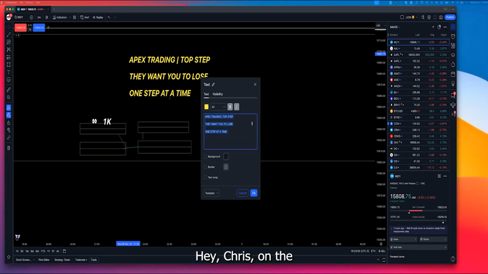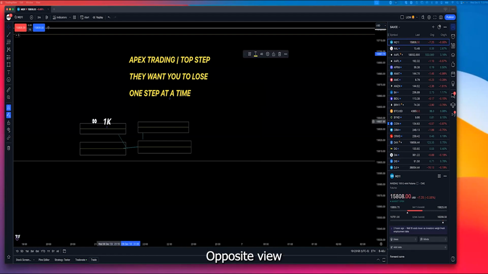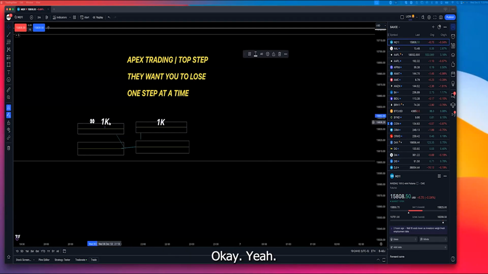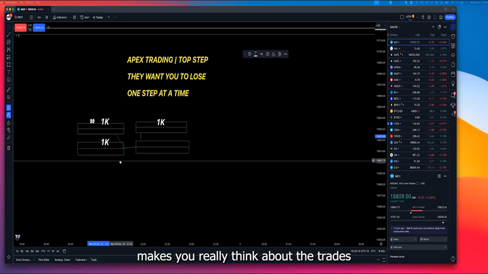Hey Chris, on the trade copier setup there, so you get 1K if you make 1K in one account. Is that also the opposite view for the trailing threshold? Yeah, so it has to be. This is why I like this. The reason why is because it makes you really think about the trades that you're going to get into, right? Because you got to think about this. If you lose 1,000, well, you lost 4,000, right? If you make 10,000, well, you made 40,000, right? So everything goes vice versa, right? So it's really critical. Can you link accounts with different balances?